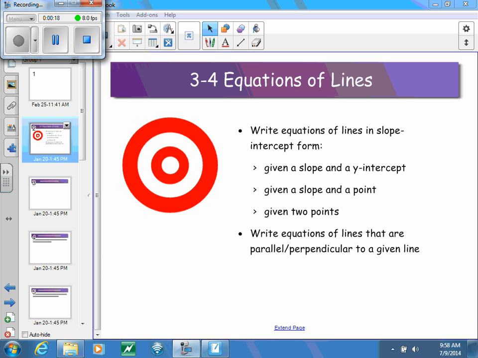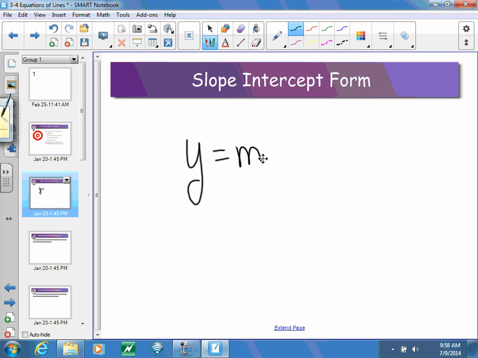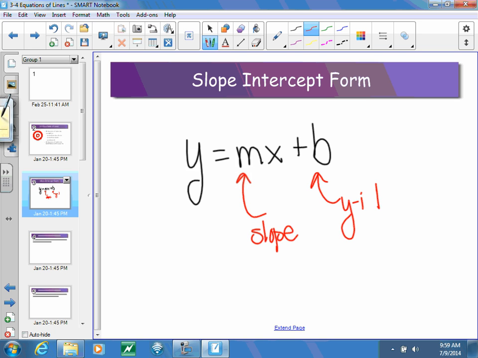So we're going to talk about how to write equations of lines, and everything is going to start with our slope-intercept form. So hopefully you remember from Algebra 1, y equals mx plus b, where m is referring to your slope and b is your y-intercept. And so we're going to go ahead and be writing some equations of lines today using slope-intercept form.